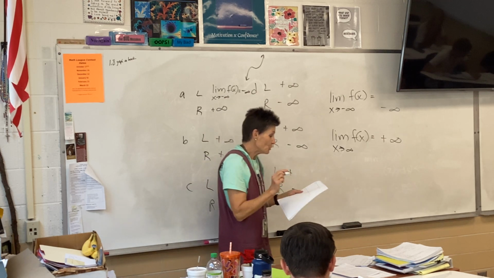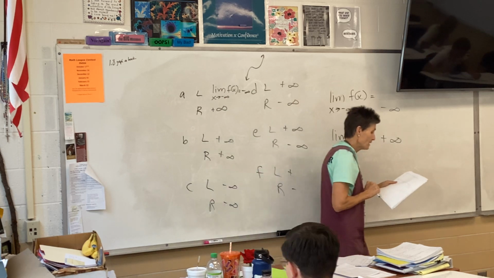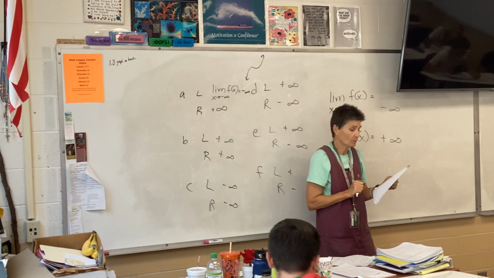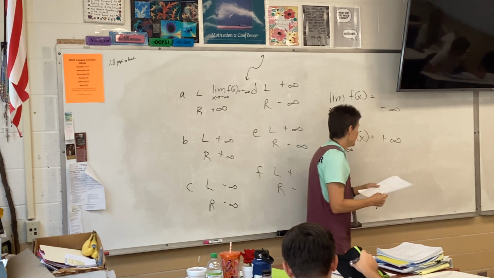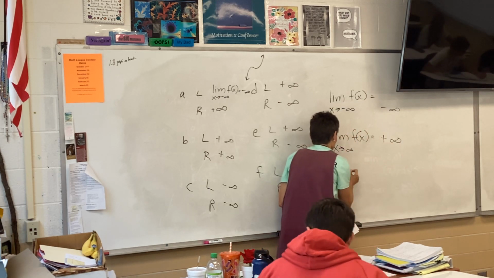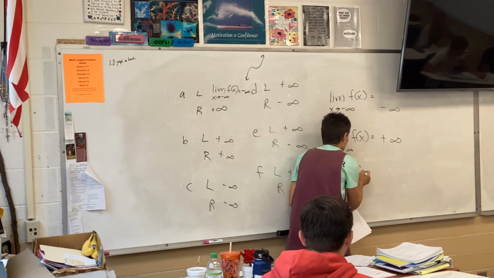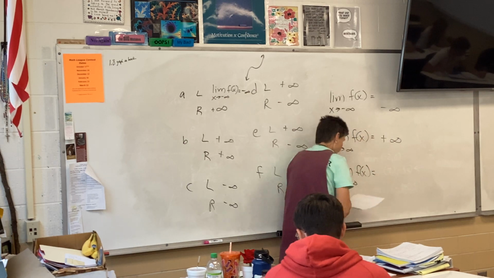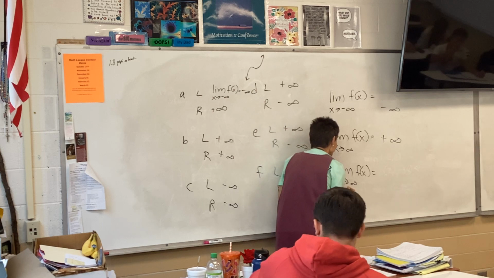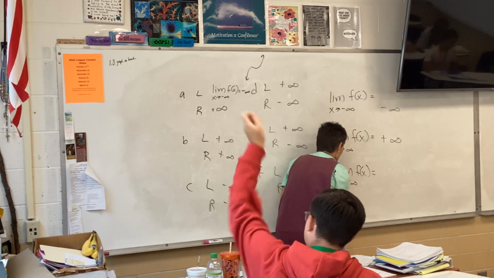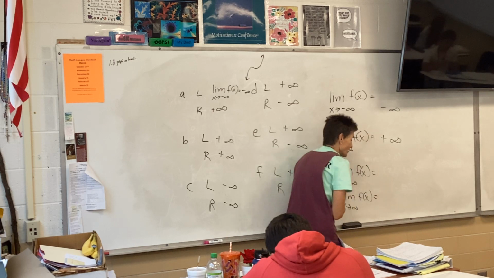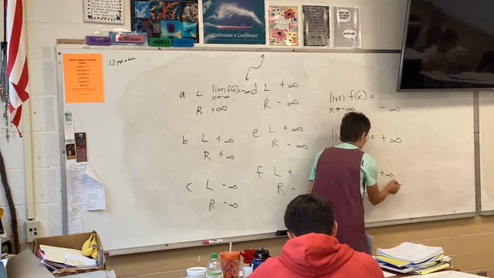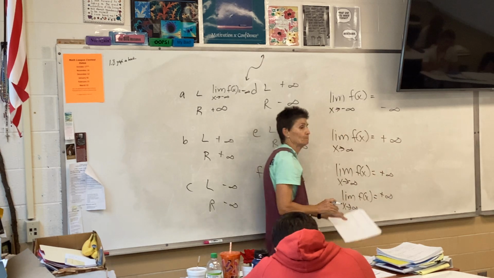All right, now, use a graphing calculator to determine the end behavior of the following functions. Now, I don't think you need a calculator for A. What shape is A? It's a parabola, and it's a positive x squared. So what is the end behavior of a positive x squared parabola? Positive, positive. Yeah, that one's easy.